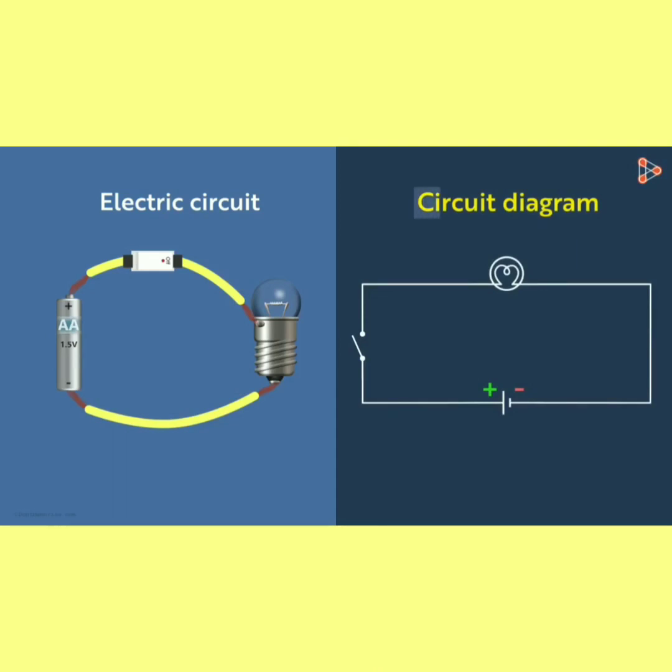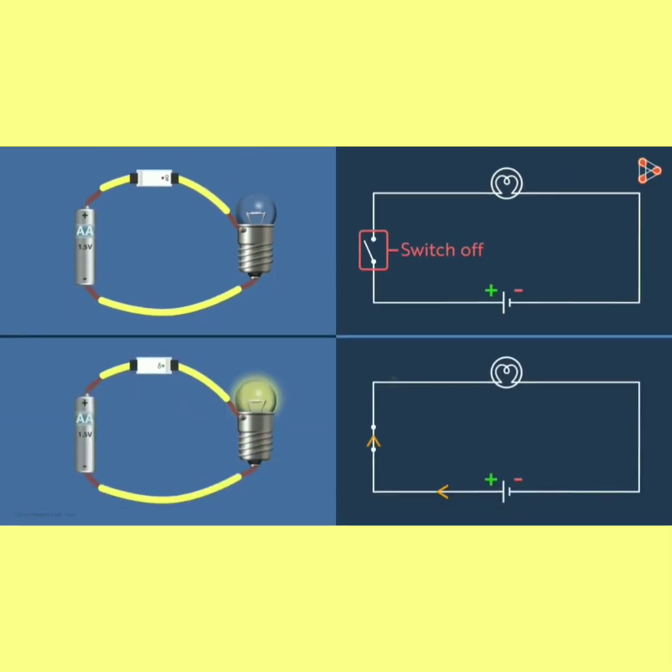Note that there will be 2 circuit diagrams for this. This one is when the switch is off and the electric current is not flowing through the circuit. We see that no arrowheads are shown here. This circuit diagram is when the switch is on. Here, the circuit is complete and the current is flowing. The arrowheads are used to show the direction of the electric current, which is always from the positive to the negative terminal of the battery.